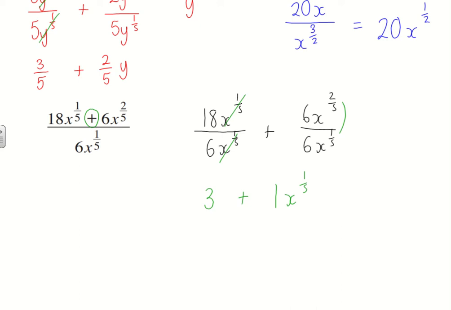Okay. If it's one big fraction, if there's an adding or taking away on the top, split it up into separate fractions, deal with each one at a time. If it's a times in one, then just simplify your top and then do your division step at the end.